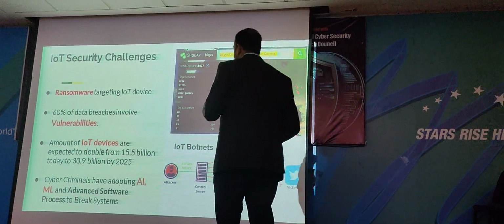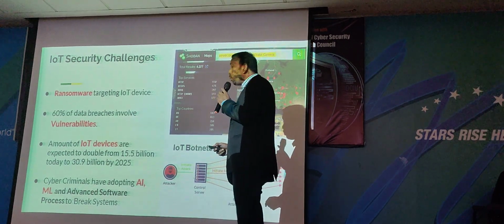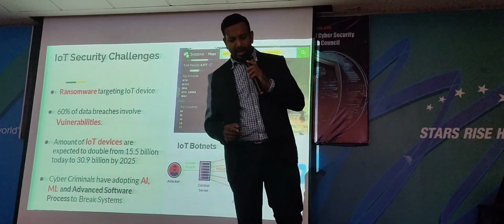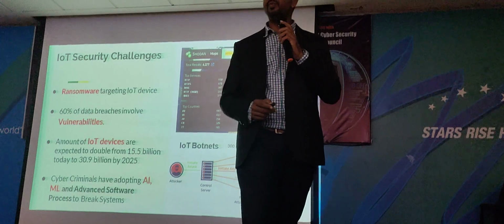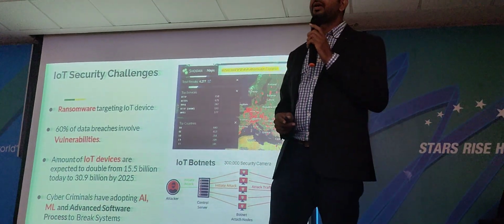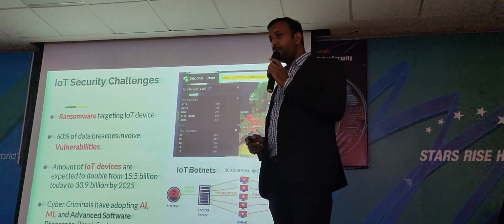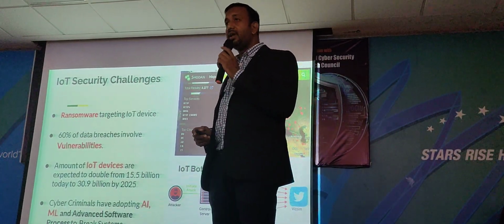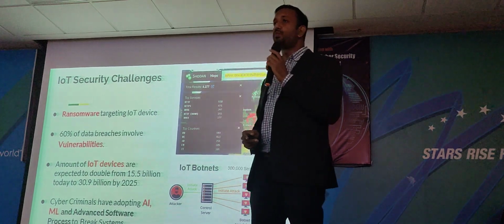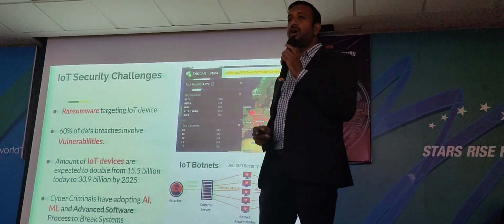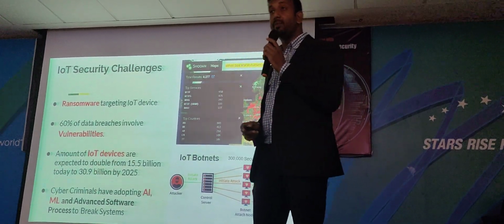So 60% of data breaches involve vulnerabilities, because so many IoT devices are vulnerable to the internet. You wouldn't believe me if I told you how many. Because we don't keep updating the patches, we don't keep upgrading the firmware. Whenever we buy a cheap product, we just put it there, it is doing its job, and that's all we are aware of. But we don't know what is happening behind the scenes.